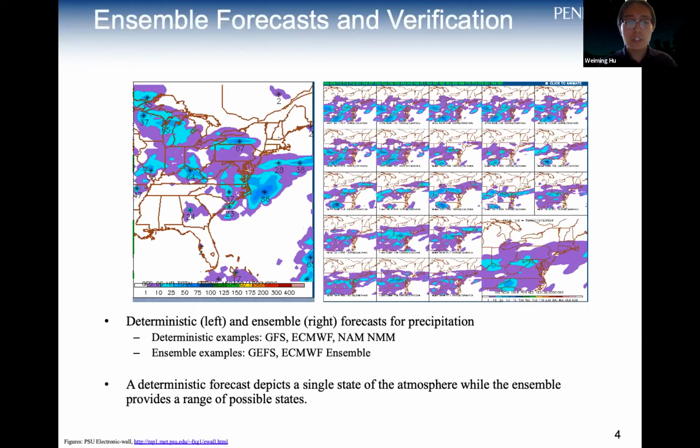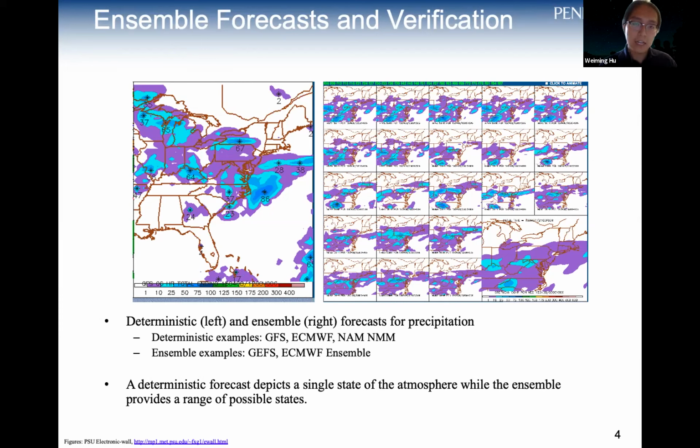So to start off, just in case, usually we have two types of forecast, of which the first one is deterministic. The first figure on the left shows a single realization of the future state of the atmosphere. It gives you, let's say, a deterministic value for a specific location. This is an example for precipitation prediction.